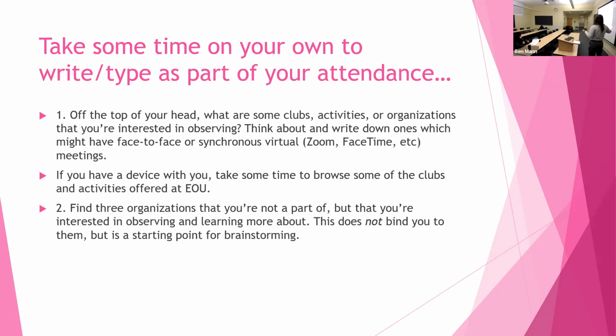We'll be doing a group activity later in class as a way to help you to think a little bit about this. I want you to take some time to, off the top of your head, type or write some examples of maybe clubs or activities or organizations that you're not a part of, but that you're interested in observing, and write down which those are. These should be clubs or groups that have either synchronous face-to-face or remote meetings like through Zoom or Facebook. So off the top of your head, what are some that come to mind? Maybe organizations or clubs that you've been eyeing that you're interested in, or ones that friends or people you know are a part of.